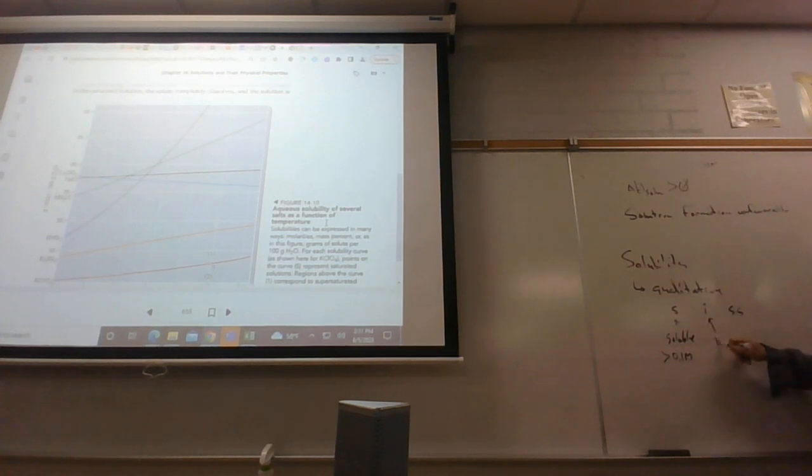Insoluble, which is I, means that we have less than 0.1 molar when it's saturated. When it's saturated, we aren't going to get any more solute to dissolve. SS means slightly soluble, and this is about 0.1 molar.